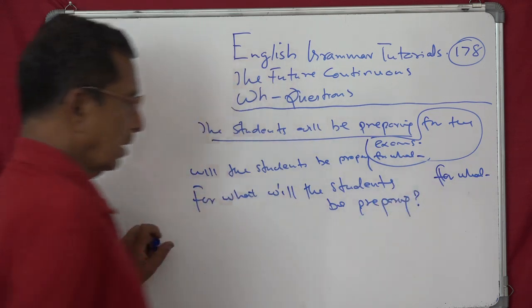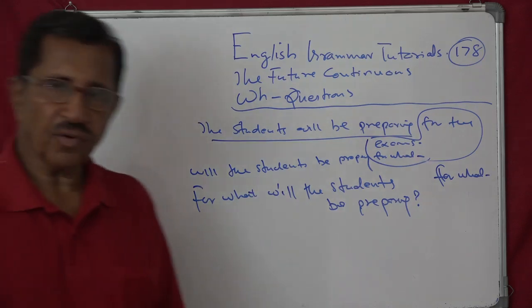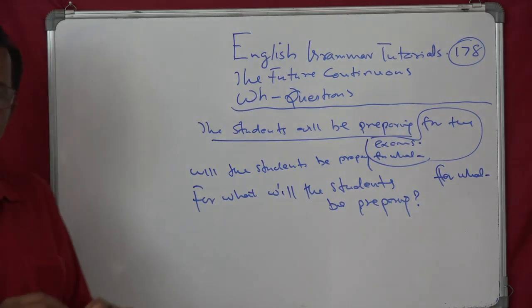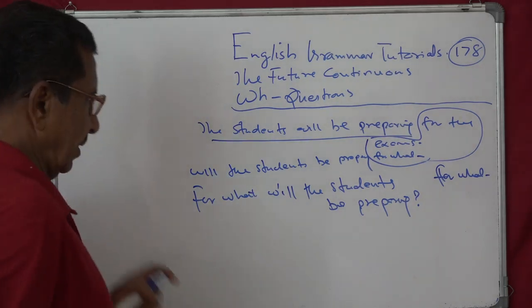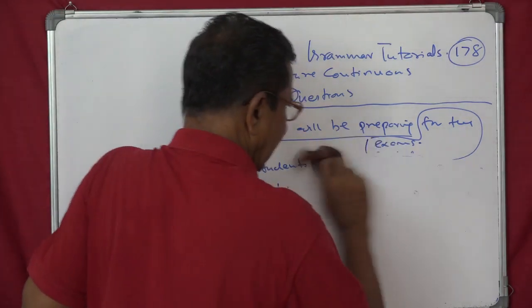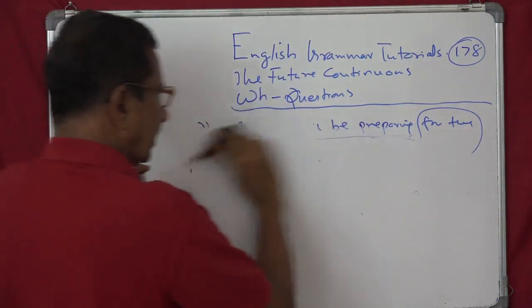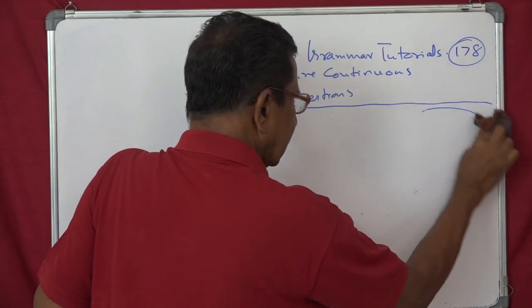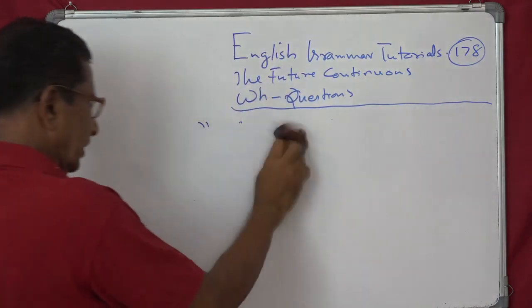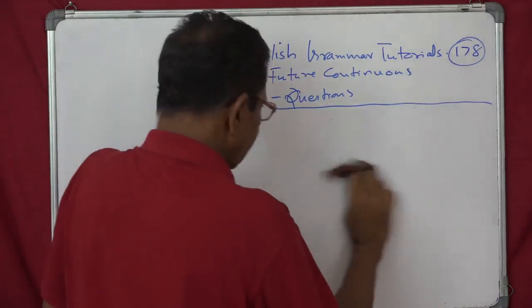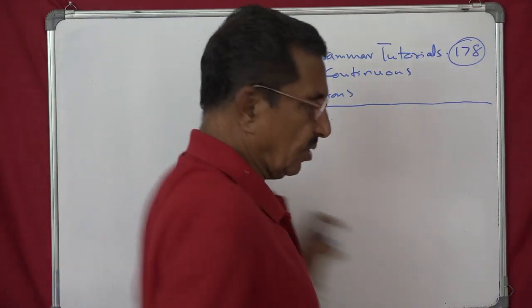So that is yes or no, W is question. For what will the students be preparing? Alright, very good. Now another question, another example. You can suggest a sentence. Come on, you suggest a sentence, so that we can make it yes or no question.